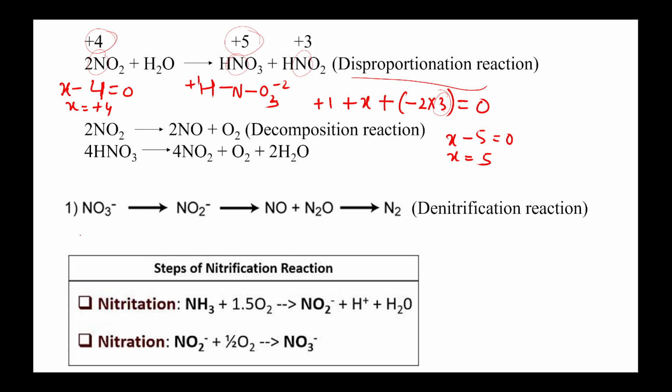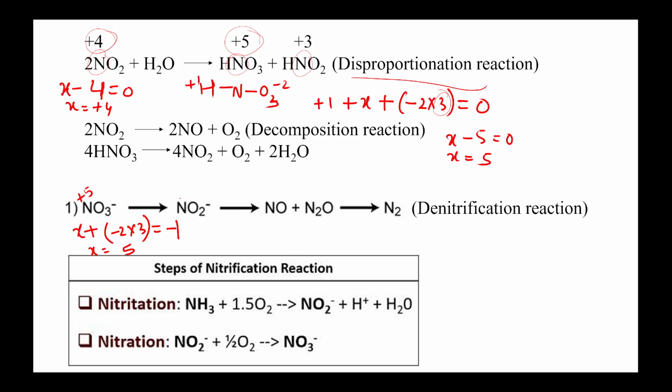If I consider the oxidation state of nitrogen as X, and this will be plus -2 into 3. And now this will not be equal to 0, but it will be equal to -1. So X is equal to, this will be -6 and it will go here. So 6 minus 1, X will be equal to 5. So the oxidation state of nitrogen in nitrate is +5.